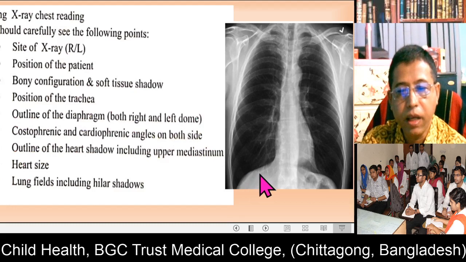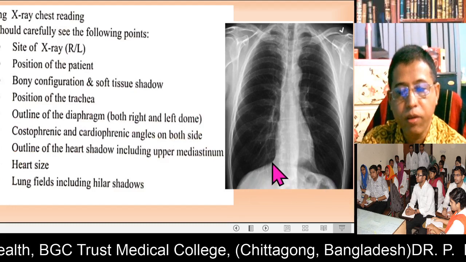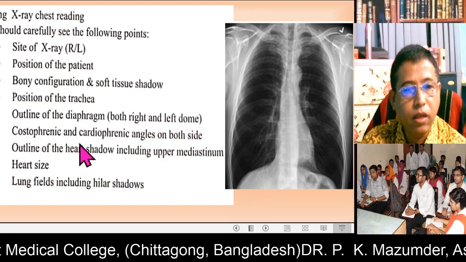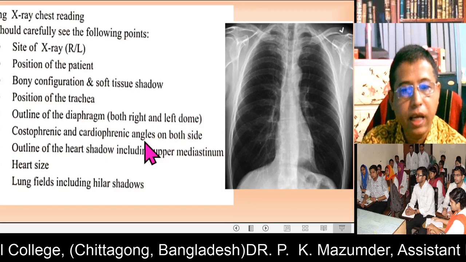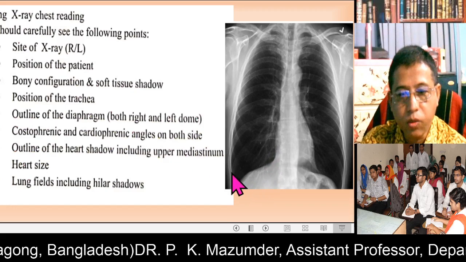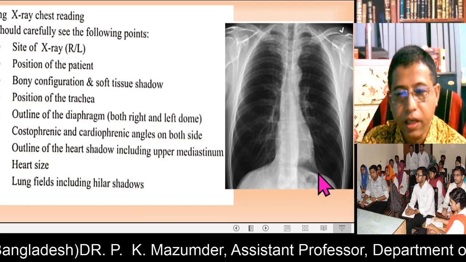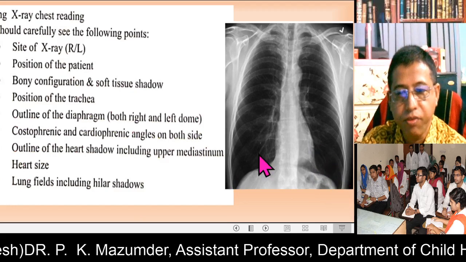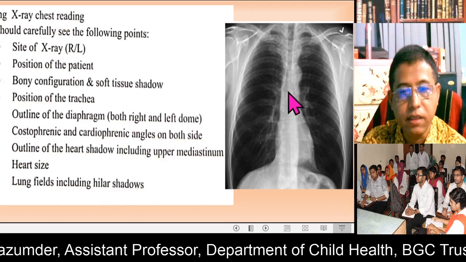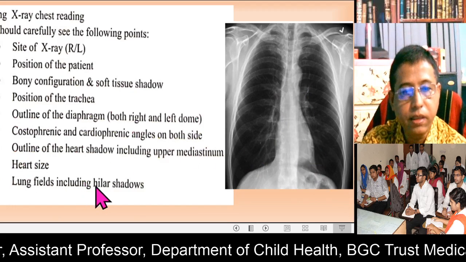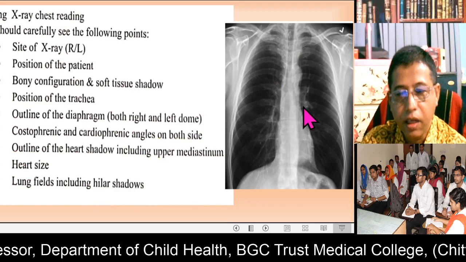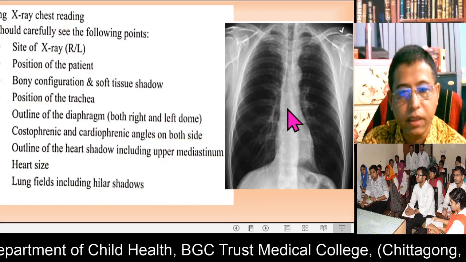both right and left dome. Right dome of the diaphragm is slightly higher than the left dome. And costophrenic and cardiophrenic angles on both sides. These are the cardiophrenic angles, these are the costophrenic angles. Both are free. And of course you also look at the heart size and lung fields including hilar shadow. This is the normal chest X-ray.